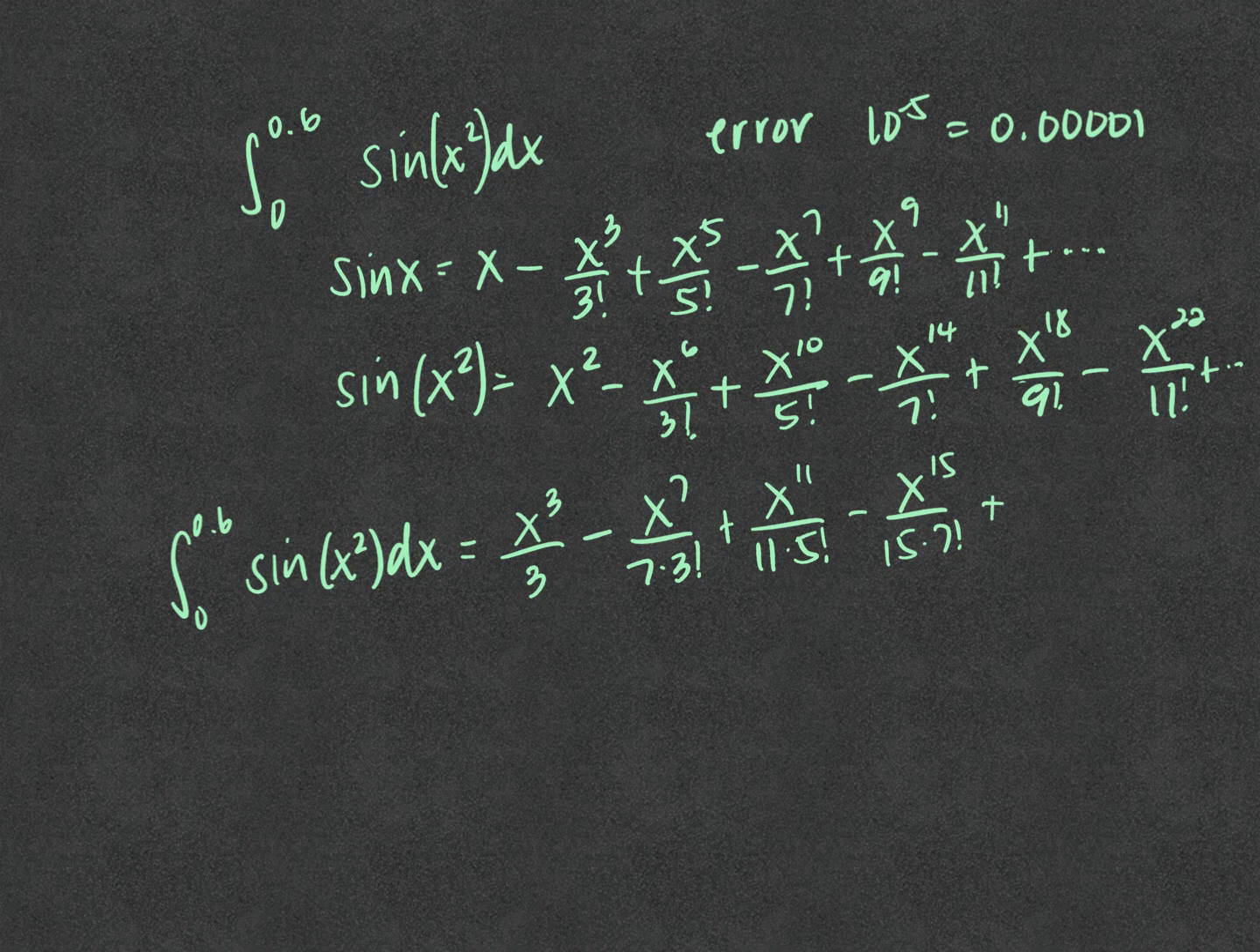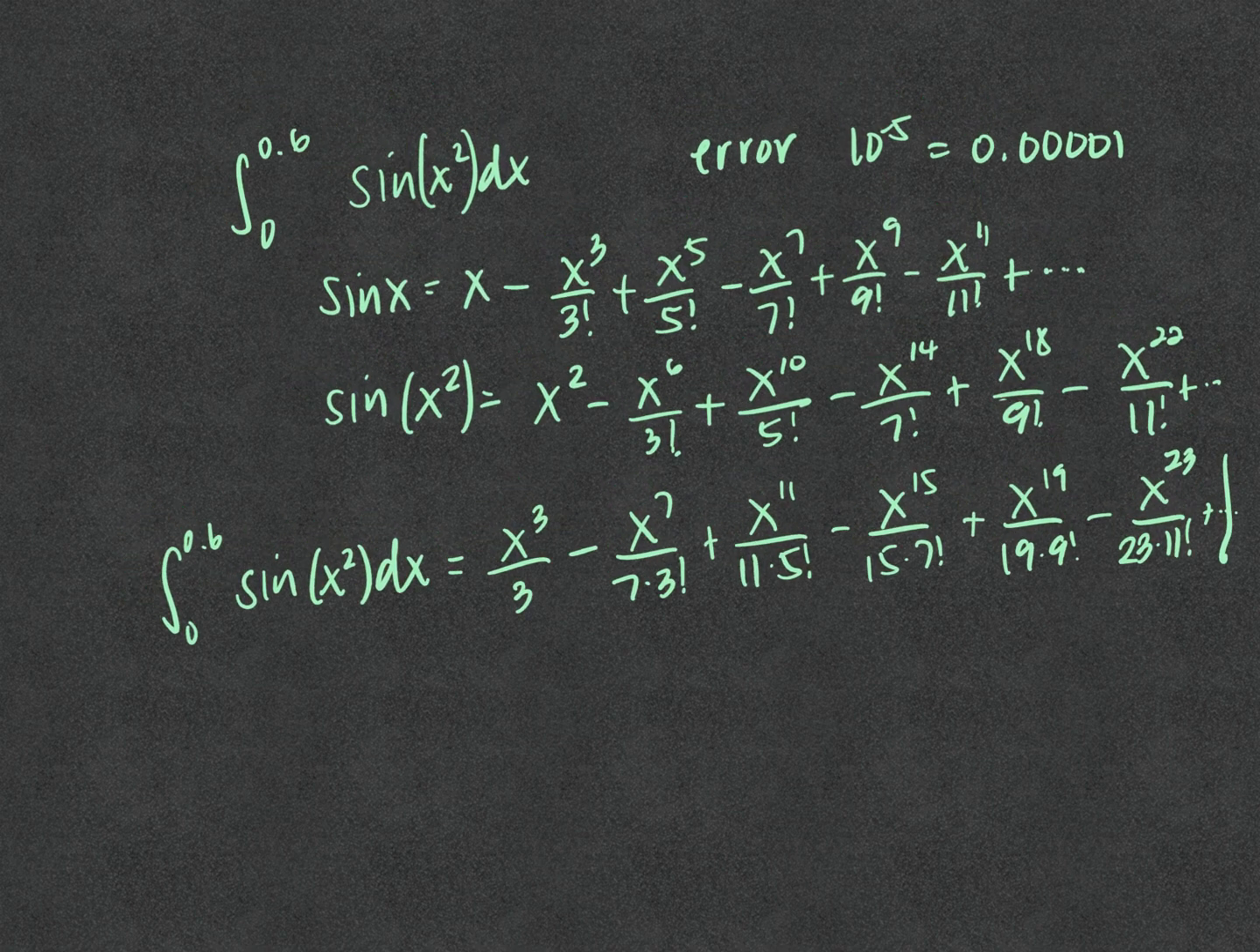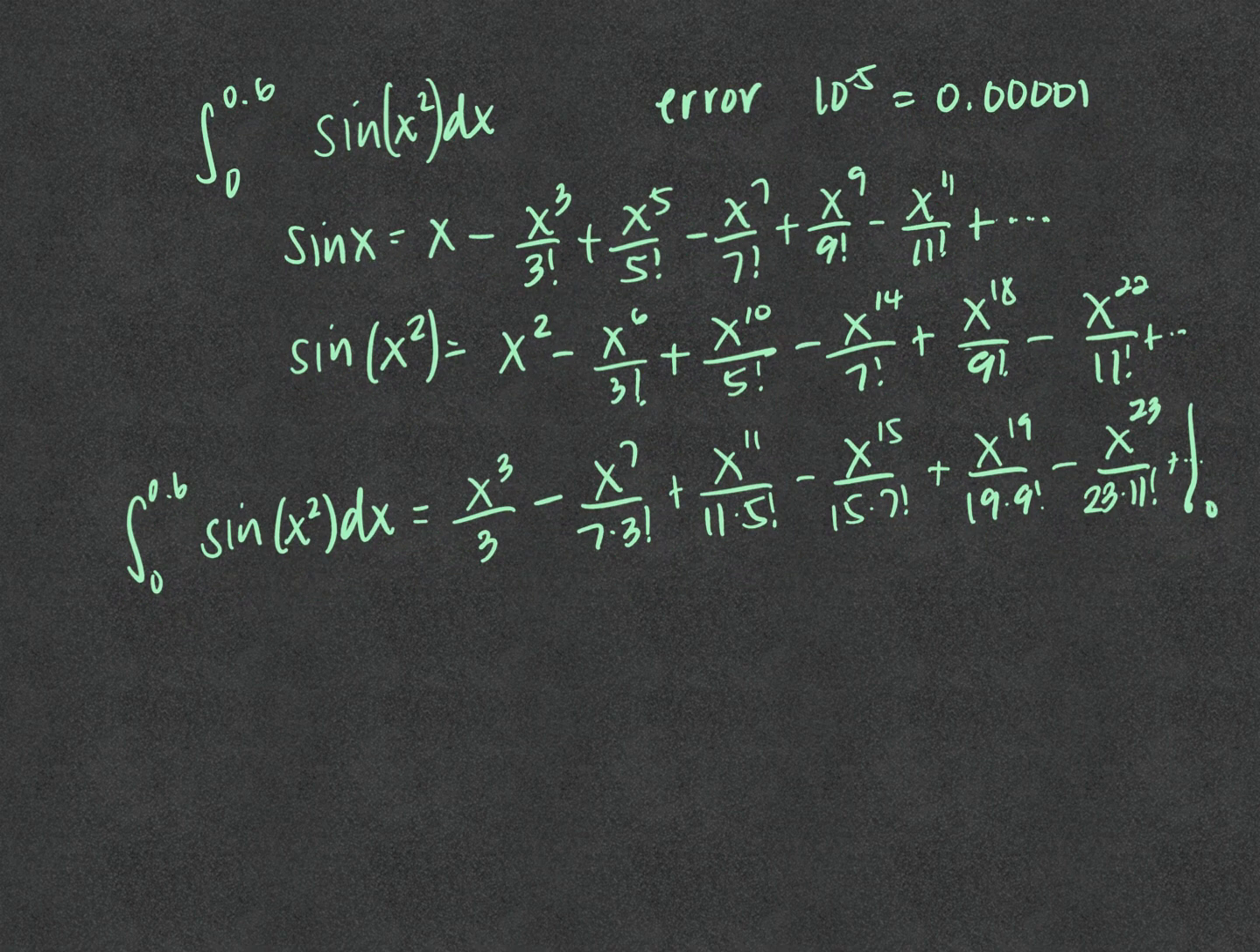These numbers are getting small in the denominator. Do you see this? X to the 18th becomes x to the 19th, and we have 19 times 9 factorial. Minus x to the 23rd over 23 times 11 factorial plus dot, dot, dot. Plus c. We don't have plus c because we're doing bounds. And our bounds are from 0 to 0.6. Now again, we're doing f of 0.6 minus f of 0, just like we normally do. Let's put a parentheses on it.